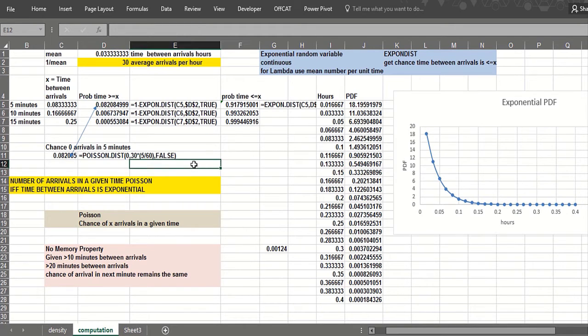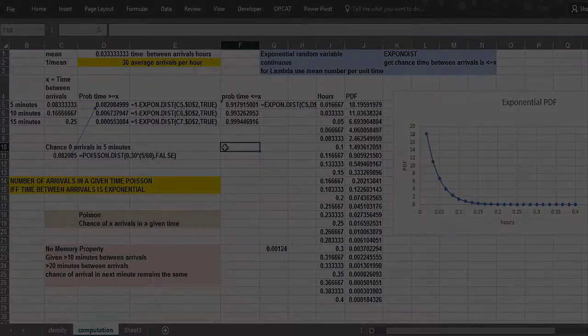So again, the exponential random variable is used a lot in the theory of waiting lines and queuing theory. In our supply chain module, we have some videos on waiting lines and queuing theory.